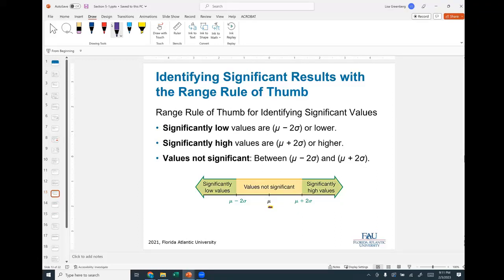And we have to know our standard deviation. And if I say mu plus 2 times our standard deviation, whatever that number is, if it's that number or above, it's significantly high. And if it's mu minus 2 times the standard deviation, then if it's that number or below, it's significantly low. And anything else between those two values are not significant. What I mean by not significant is that they're not out of the ordinary, okay? So let's see what we have here.